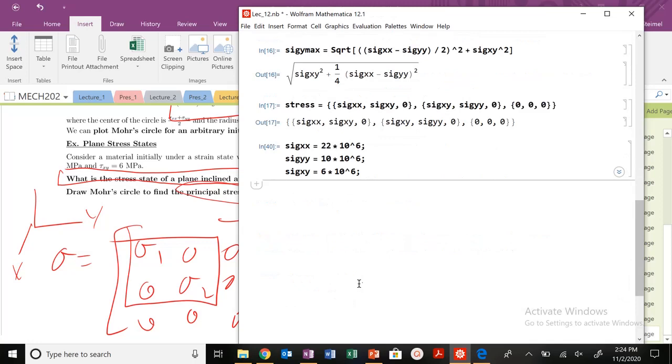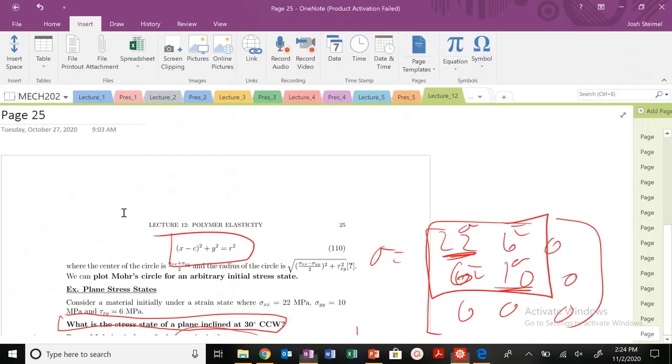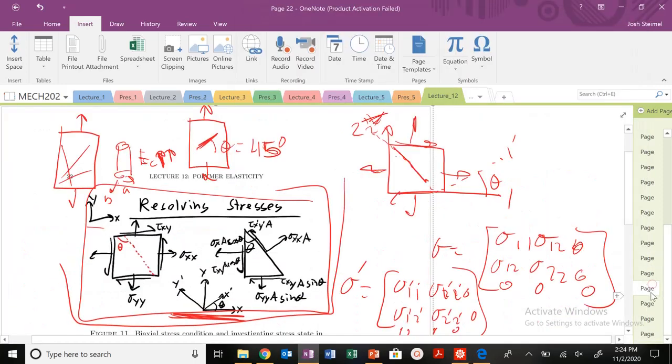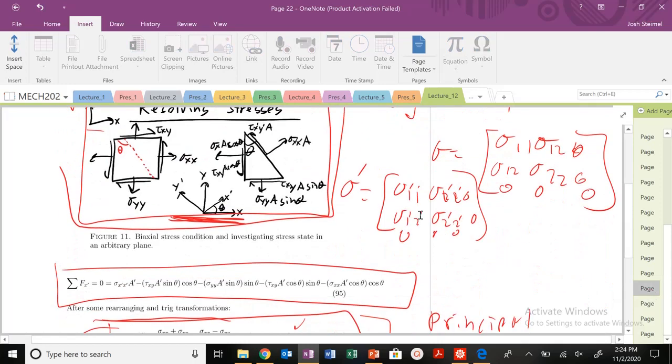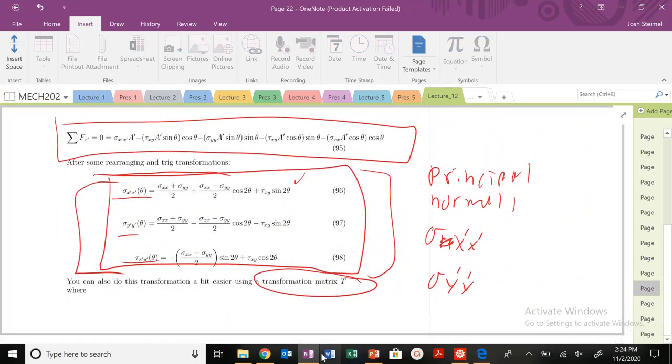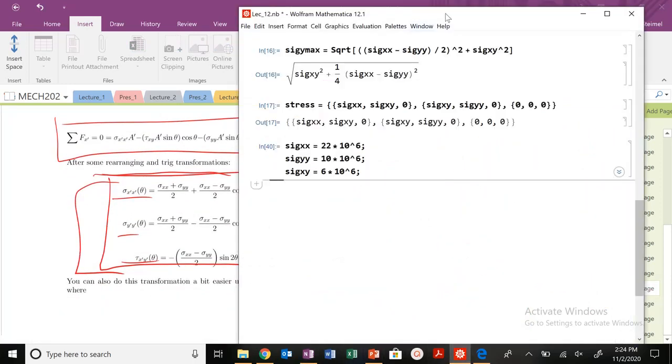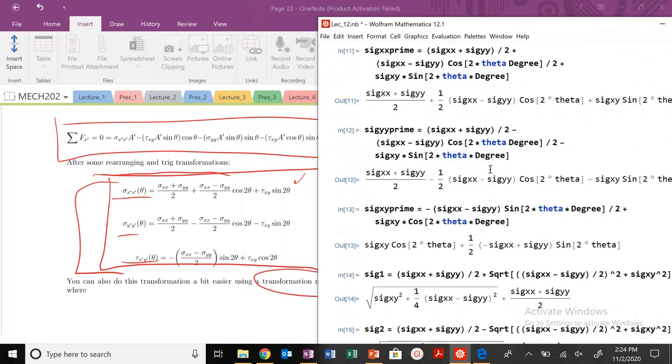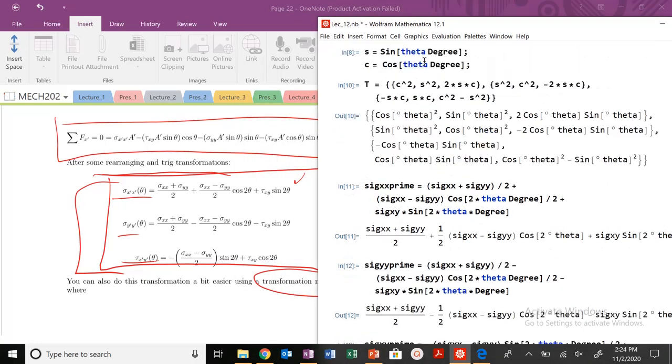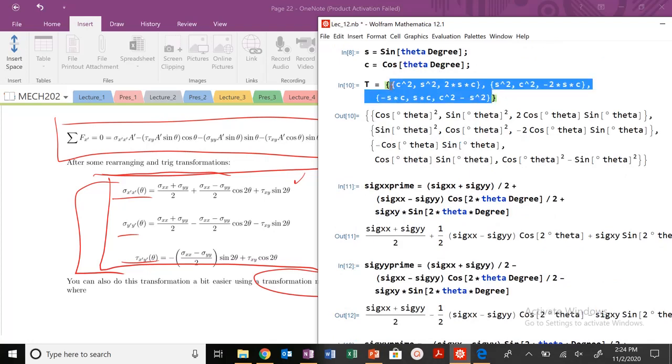So if I want to figure out the new stress, the sigma xx, sigma yy, in that notation, all I have to do is use these expressions that we developed previously. And so you can see those values. Remember, this is my rotation matrix. We're going to get into that in a little bit.